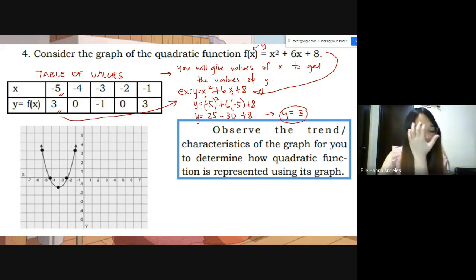Tapos, reviewin natin paano nag-graph ng quadratic functions at anything na ginagraph sa Cartesian plane. Diba? Ito yung x-axis. Yan, ito yung x-axis. Itong patayo naman, ito yung tinatawag na y-axis.